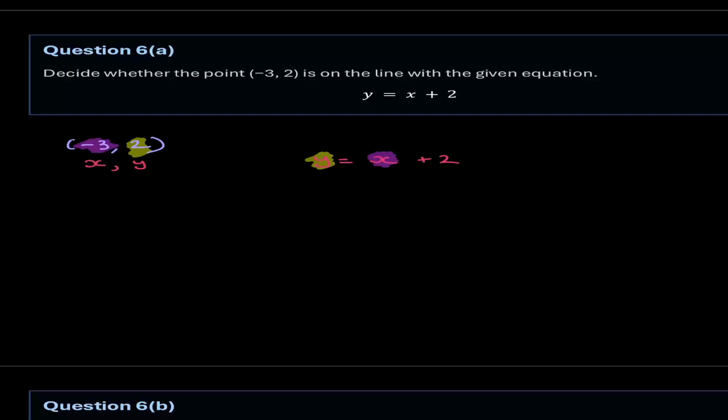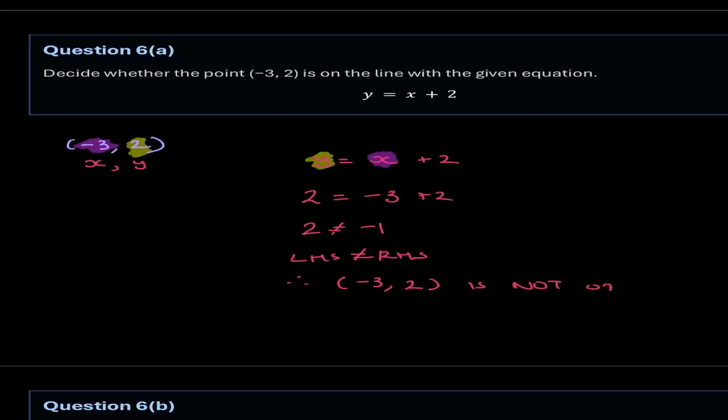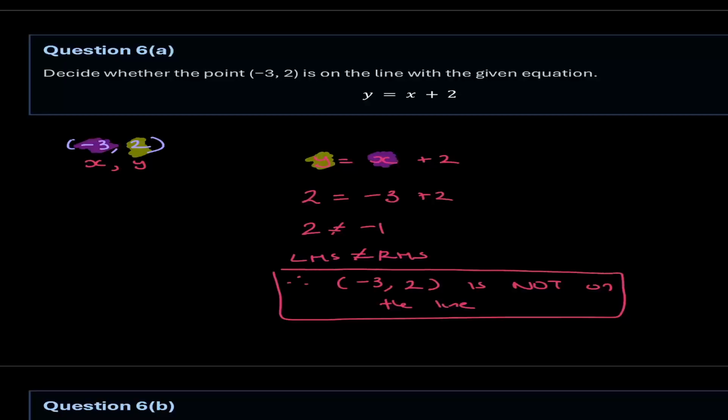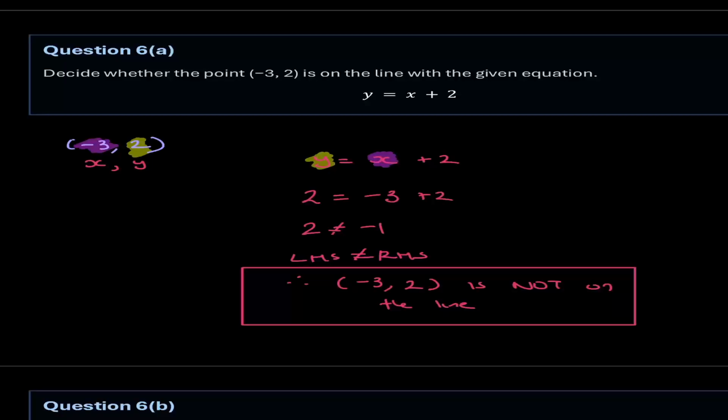So we're going to say 2 equals x, which is -3, plus 2. And we could work out the right-hand side. -3 plus 2 is -1. So 2 doesn't equal -1. So left-hand side does not equal right-hand side. Therefore, the point -3, 2 is not on the line. So it's nice and simple as that. Hopefully that's pretty straightforward and that all makes sense.